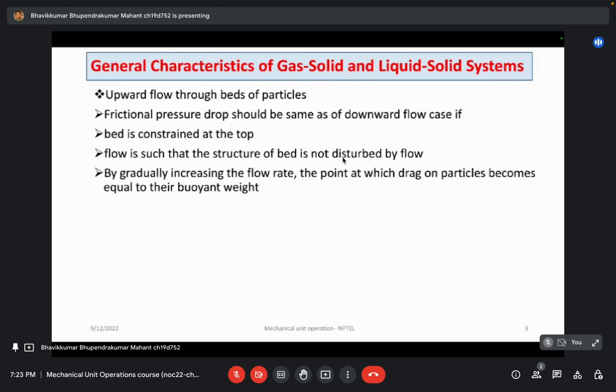Okay, so there might be two types of flow you can consider in a fluidized bed or any packed bed. You can consider upward flow through a bed of particles, and there will be a downward flow. Okay, in the upward flow through beds of particles, so just ignore the background noise. So upward flow through a bed of particles. If you just consider the upward flow, you can consider that the packing is there.